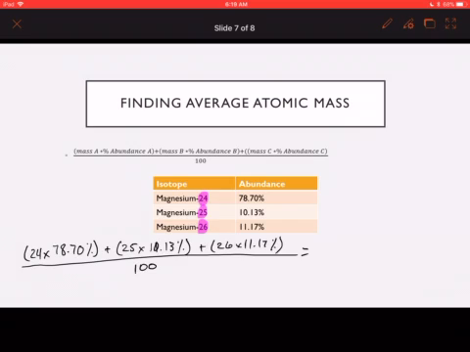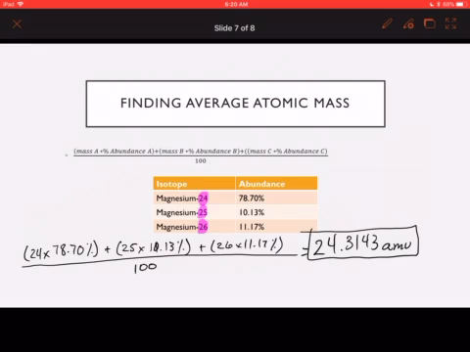I might have hit something wrong because my answer is not correct here. Definitely should not have 22, so sorry. It should be like 24.3 something. I want to have the correct answer for you though, so one second. Now we have the right one. So it's 24.3143, and the units here would be AMU.